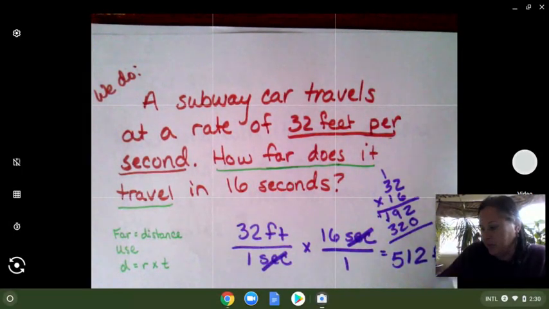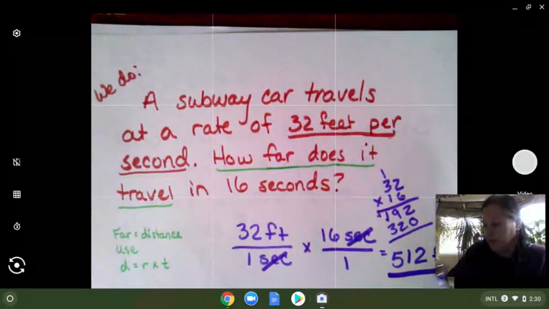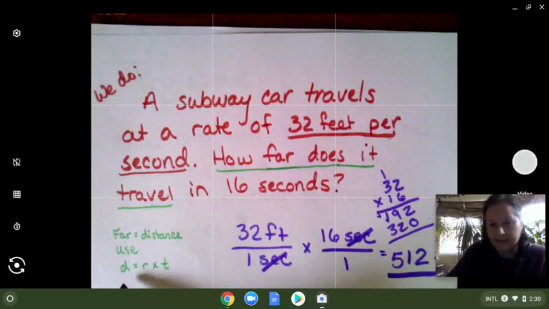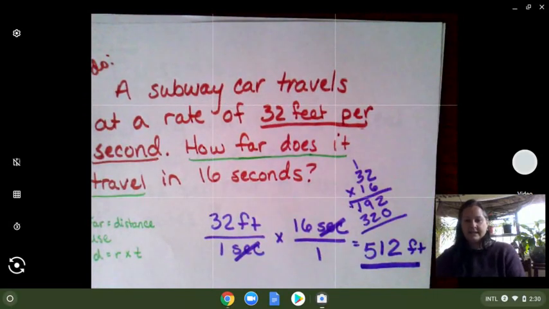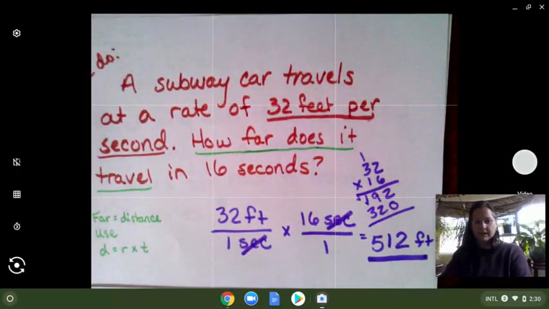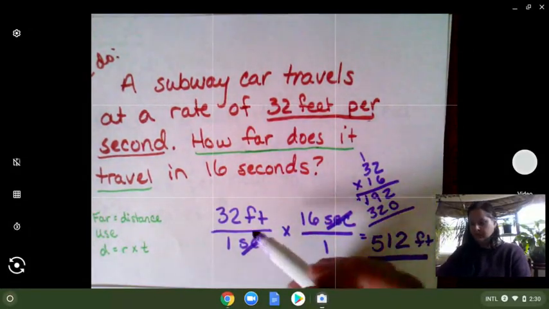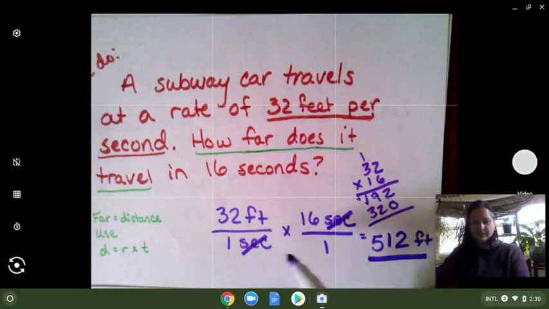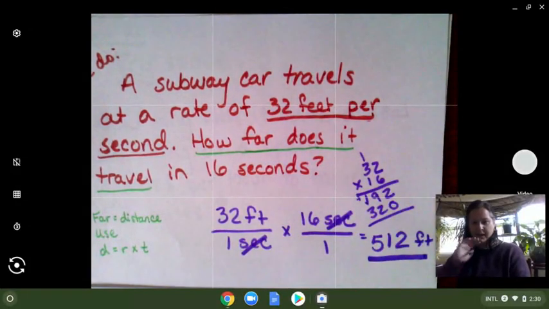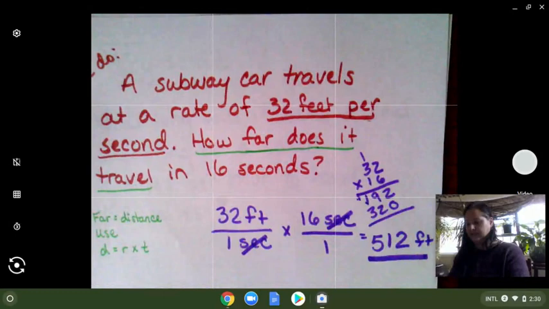And I have to check with myself, does that represent a distance? And yes, it does. 512 feet is a distance. So we are just plugging those numbers in. Here we plug in the rate. Here we plug in the time. We simplify, and then you multiply. So this looks a lot like conversions.